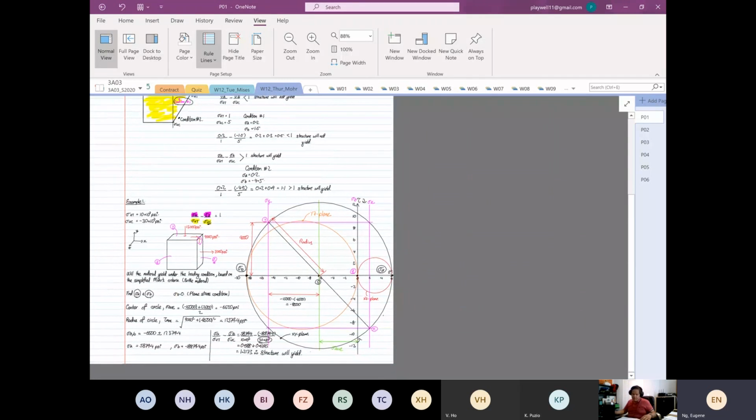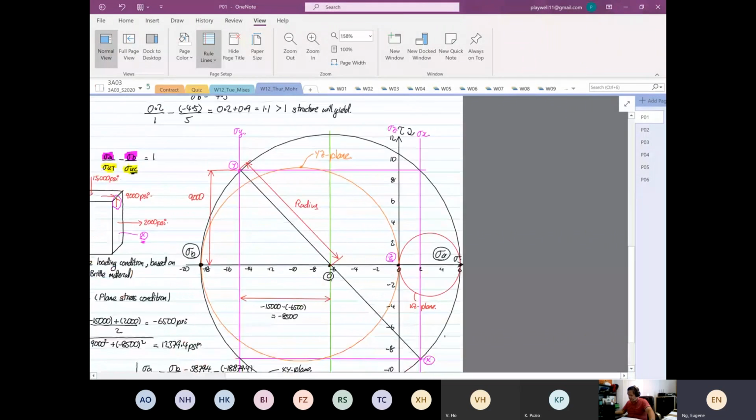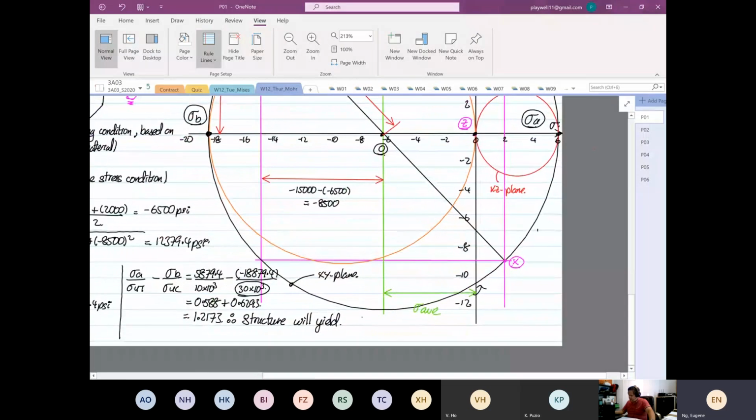If you ask me which criteria is a bit lengthy, I will say von Mises. Tresca is so easy because Tresca is just taking the U divided by 2, you get the maximum shear. And again, Mohr's criteria is also very straightforward. It's just knowing that you have to consider ultimate tensile and ultimate compression. So the structure will yield.